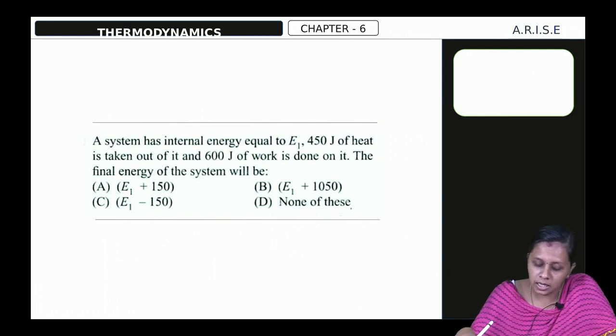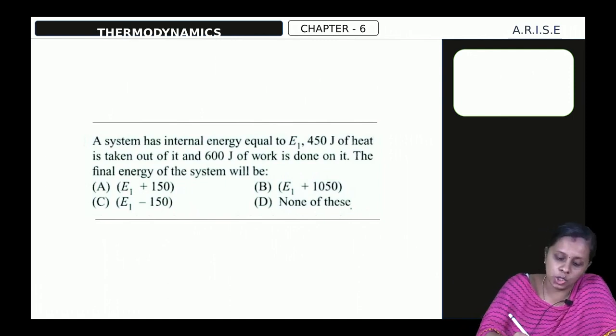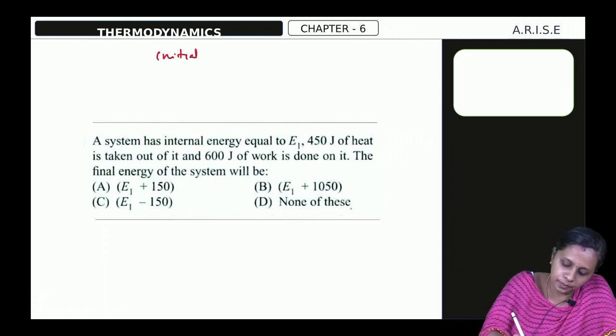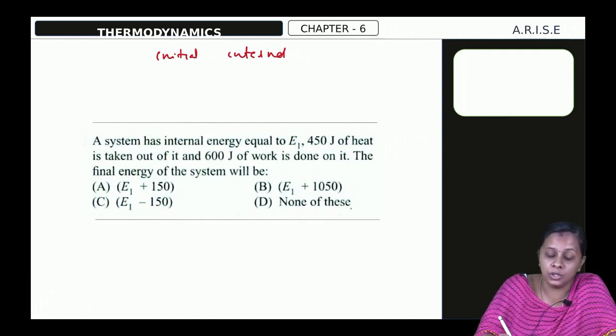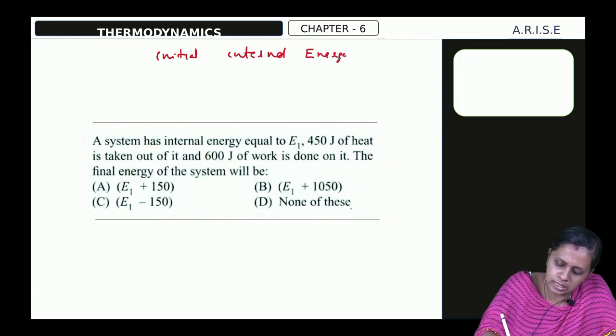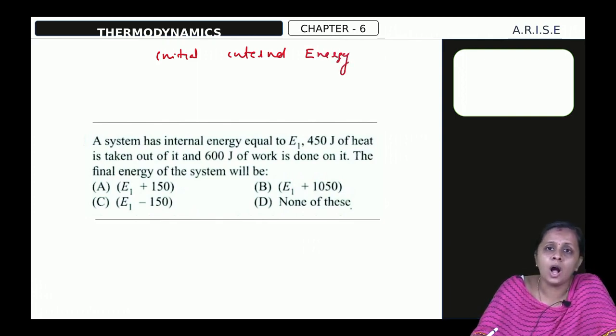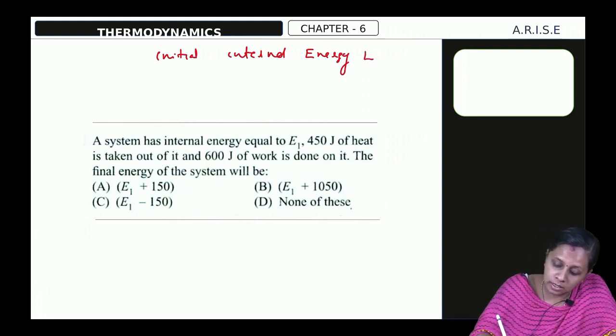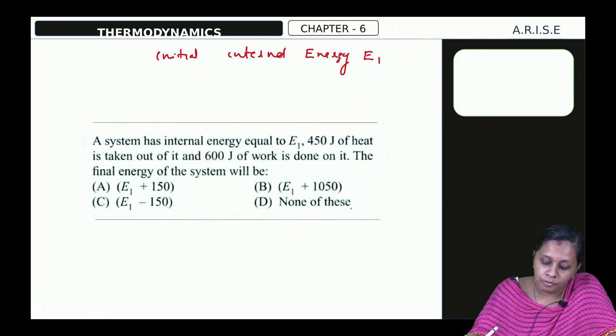A system has internal energy equal to E1, that is the initial internal energy. Here internal energy is represented by the symbol E, not U. You can also use the symbol E for internal energy. So what is internal energy? Actually it is the sum of all the energies associated with the system is known as internal energy. So initial internal energy is given as E1. 50 joules of heat is taken out of it and 600 joules of work is done on it. The final energy of the system will be, that is a question.